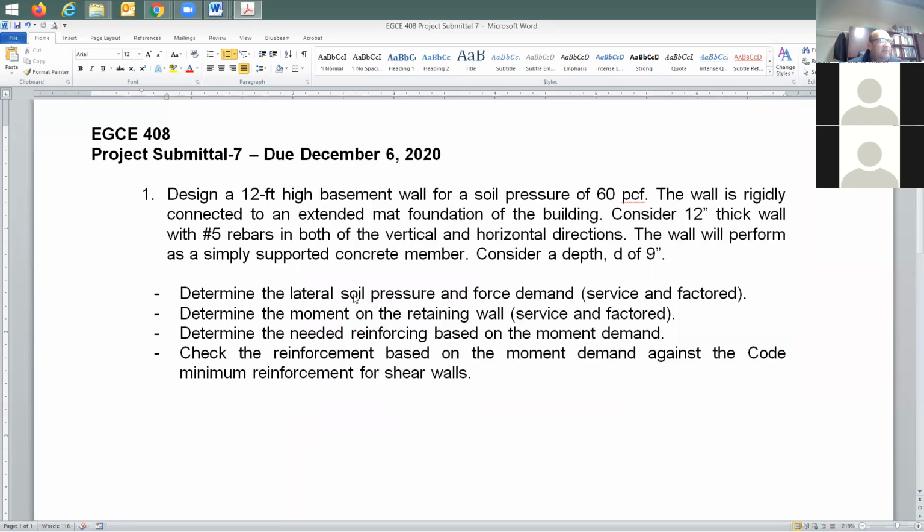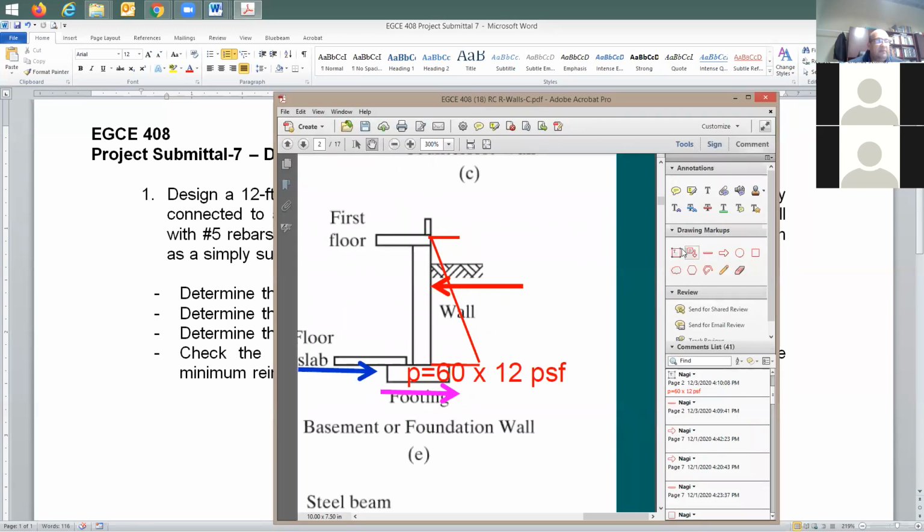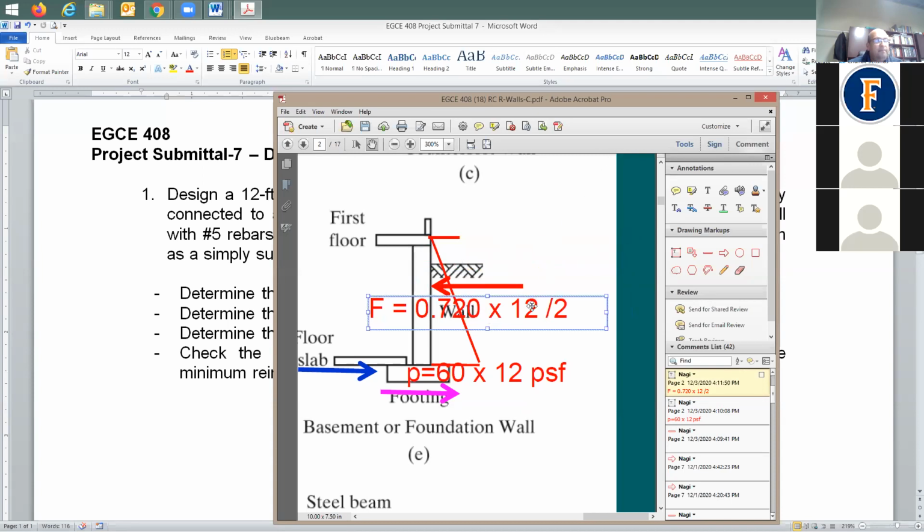Now it says here determine lateral pressure, soil lateral pressure or soil pressure, and the force demand. What is the force demand? The force demand here is going to be this force. So we're going to say the force F is going to be equal to this 12 times 60, which is 720. If you like, you can divide by 1,000. You can do something like this, times 12 divided by 2. Can someone help me? The reason that I'm dividing here by 2, where is this equation coming from? It's the triangle force. That's why you have base times height. Okay. Yeah.